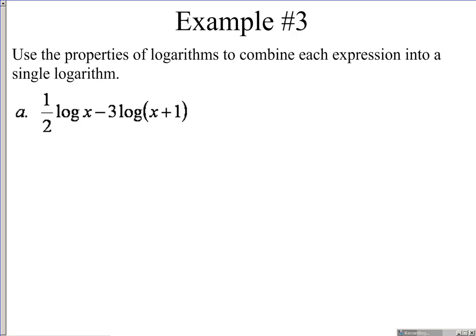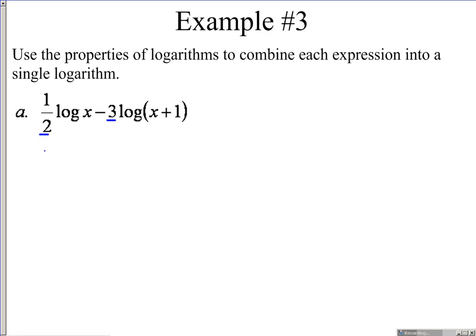Section 3.3b. In the last section, we worked with expanding logarithmic expressions. Now we're going to use the same properties to condense them into single logarithmic expressions. So when we begin doing that, we know that when we have a number out in front of a logarithm, such as 1/2 and 3 right here, those can be moved back to the exponent on the argument.